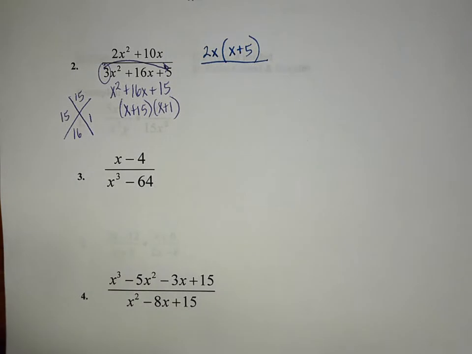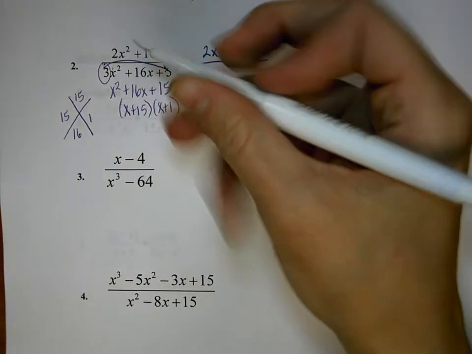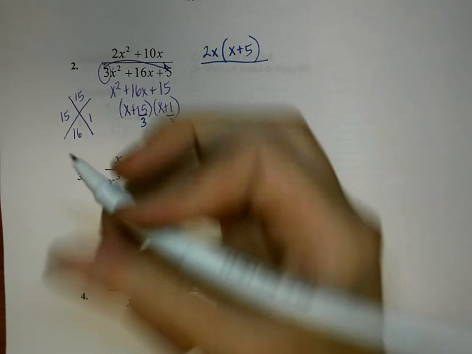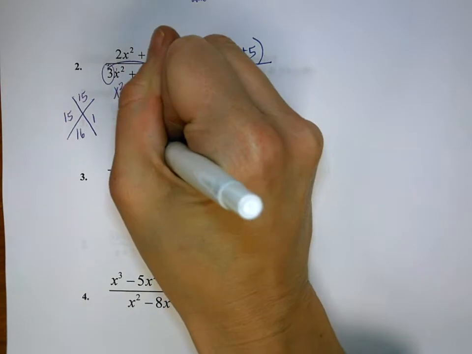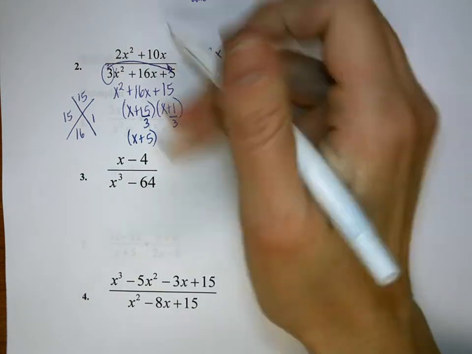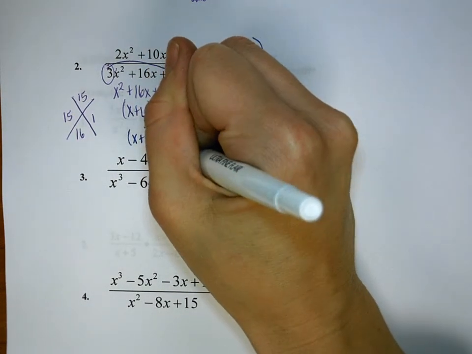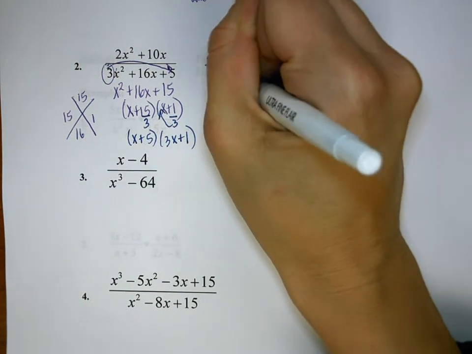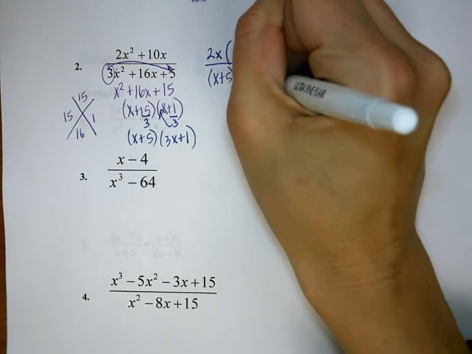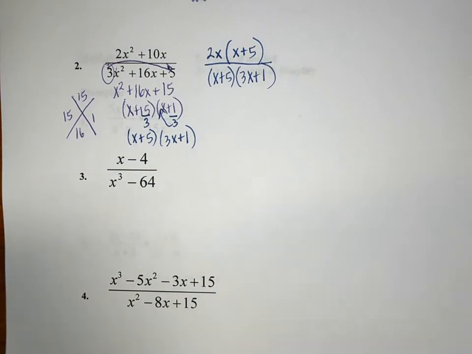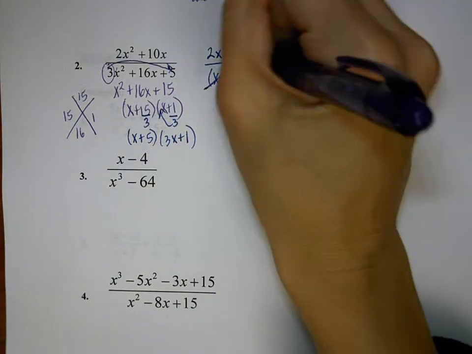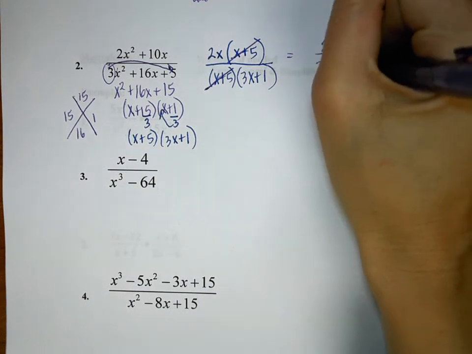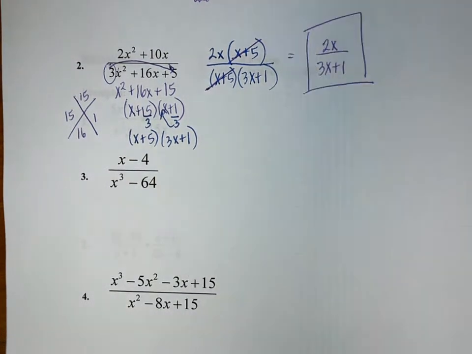But since I went over by 3 at the beginning, I have to remember to go under by 3 and reduce. So when I do that, I end up getting x plus 5. And since 1 over 3 doesn't reduce, we bring our bottoms up and get 3x plus 1. So my denominator is x plus 5 and 3x plus 1. And if you notice, my x plus 5s, these are the same, so I can cancel out 1 for 1 on the top and the bottom, and I'm left with 2x over 3x plus 1. And that is my answer.